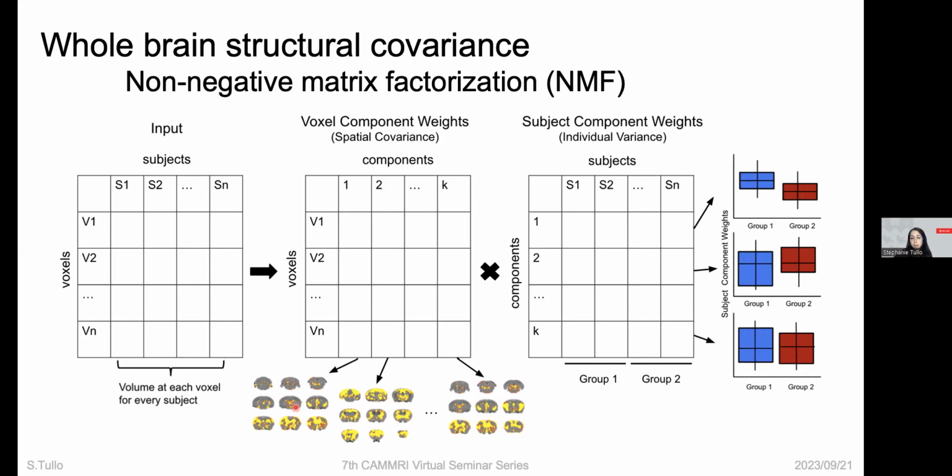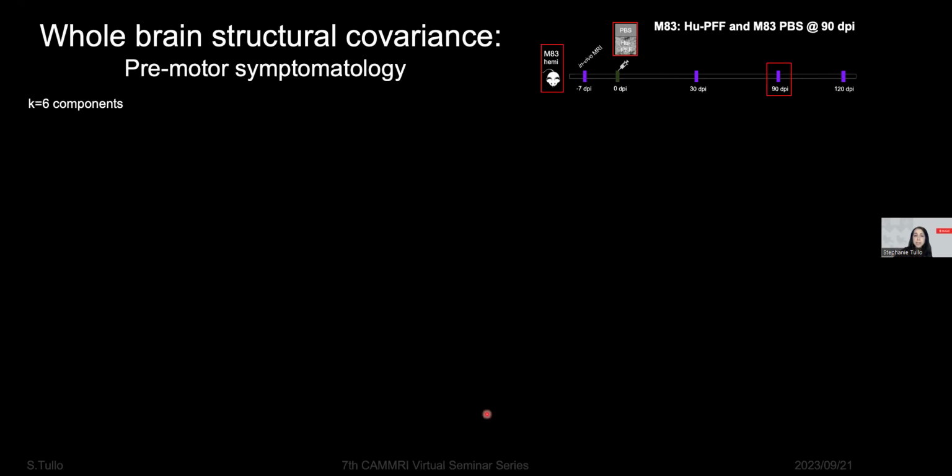We can use linear models to examine whether there are group differences in terms of the subject weight, such that we can examine patterns that have higher specificity to the mice that received the fibrils compared to the saline injected mice. So we performed this analysis at the 90-day time point, as I said, when motor symptom onset is nearing but hasn't quite hit all of the mice.